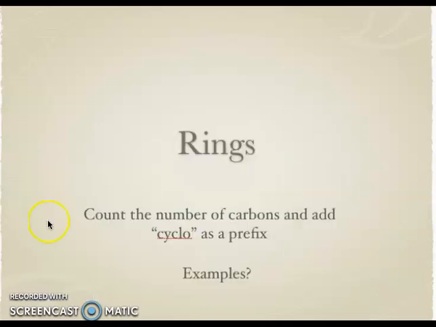The last thing to cover really quickly is rings. You've probably seen rings before, and the thing about rings is you cannot add them. You can't say, okay, I'm going to have a 6-membered ring, and then I'm going to just add that to the rest of the chain. Rings are their own thing. So unless your ring is bigger than your chain, your ring is just going to be a substituent. You will just count those carbons in the ring, and you'll add cyclo as a prefix. I know that was a lot of information, but we'll do a couple examples, and hopefully that'll help.